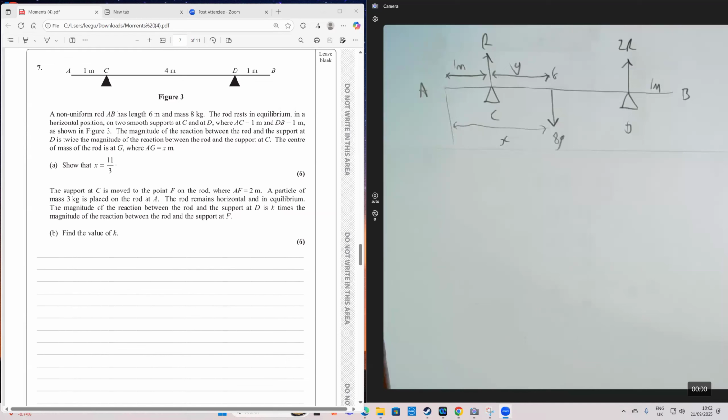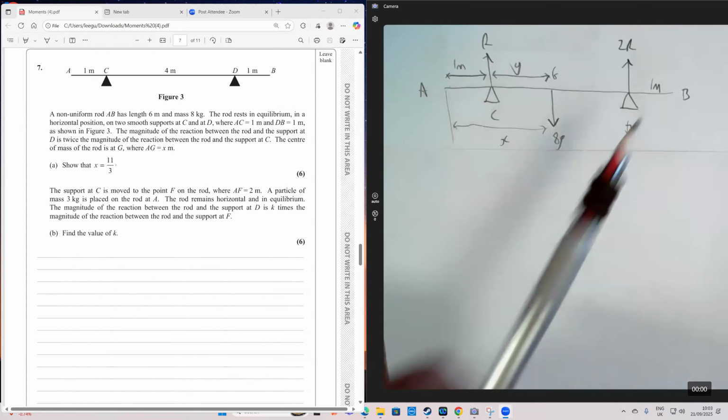It says a non-uniform rod AB has a length of 6 meters and a mass of 8 kilograms. The rod rests in equilibrium in a horizontal position on two smooth supports at C and at D, where AC is equal to 1 meter and DB is 1 meter. So 1 meter in and 1 meter in.